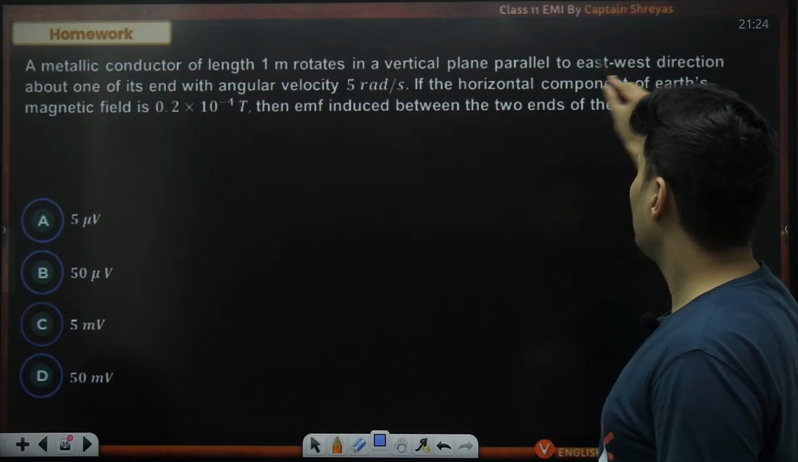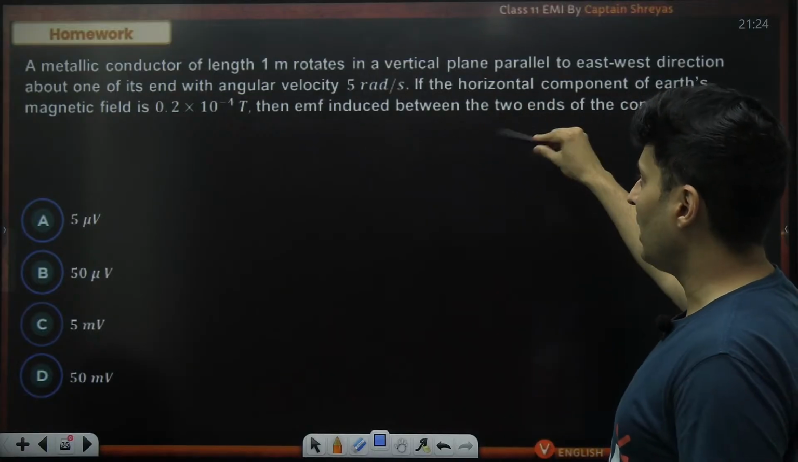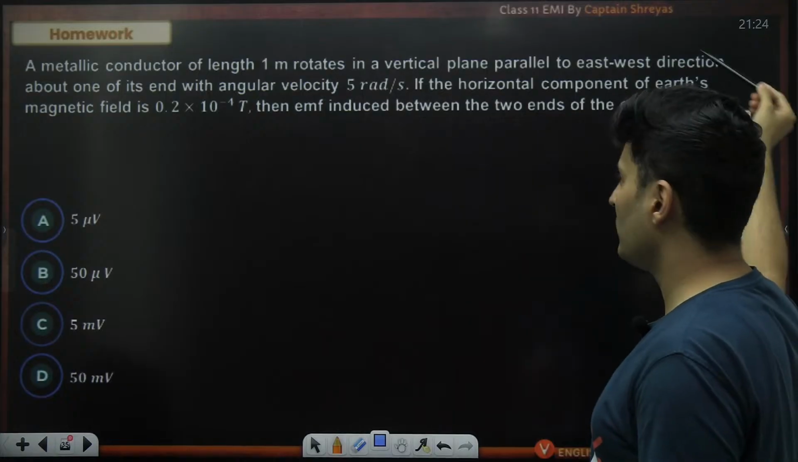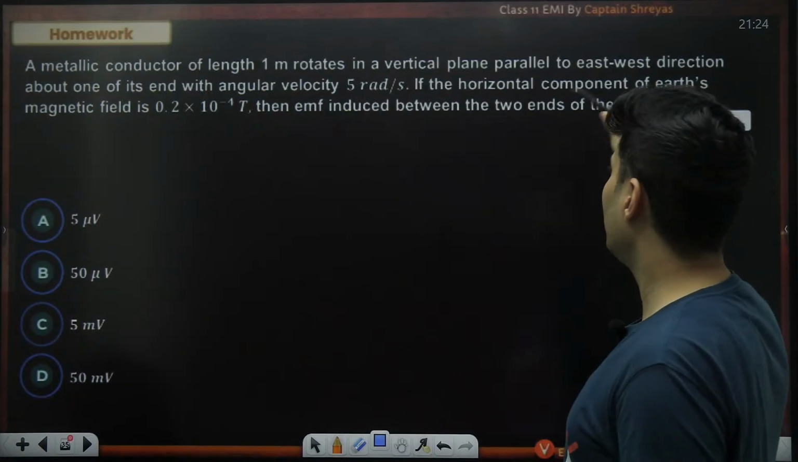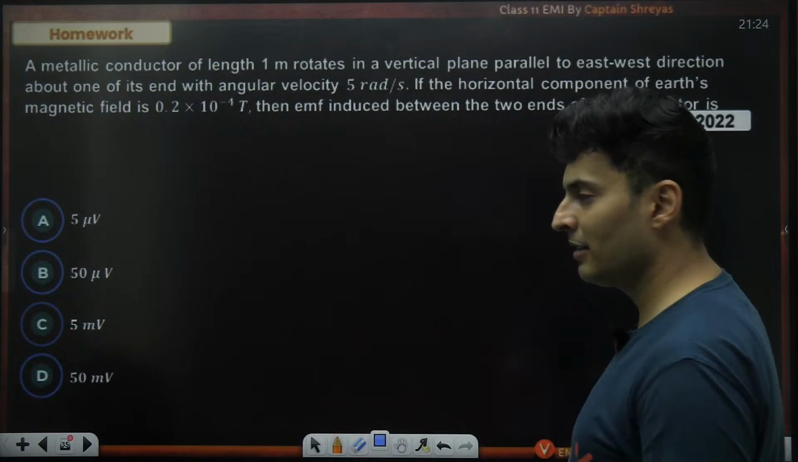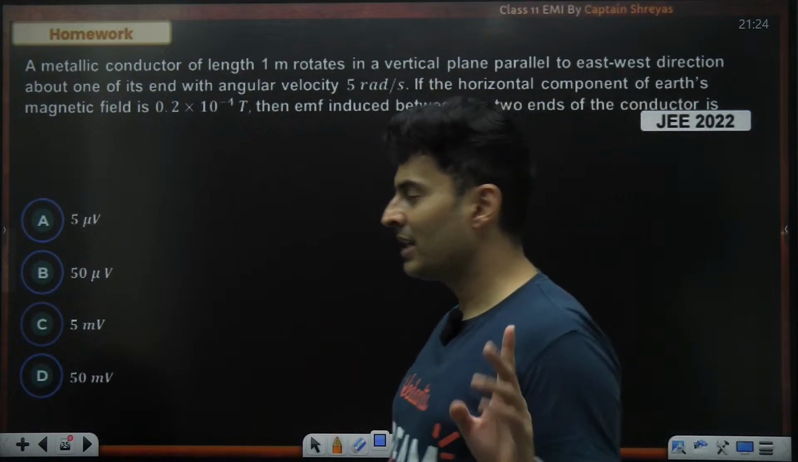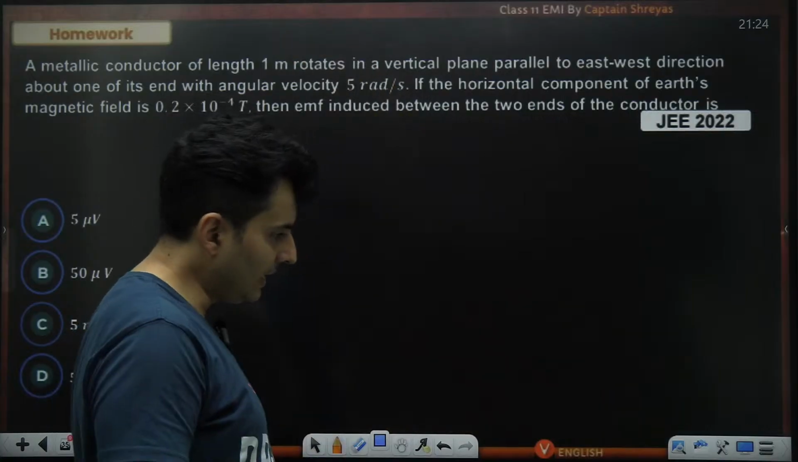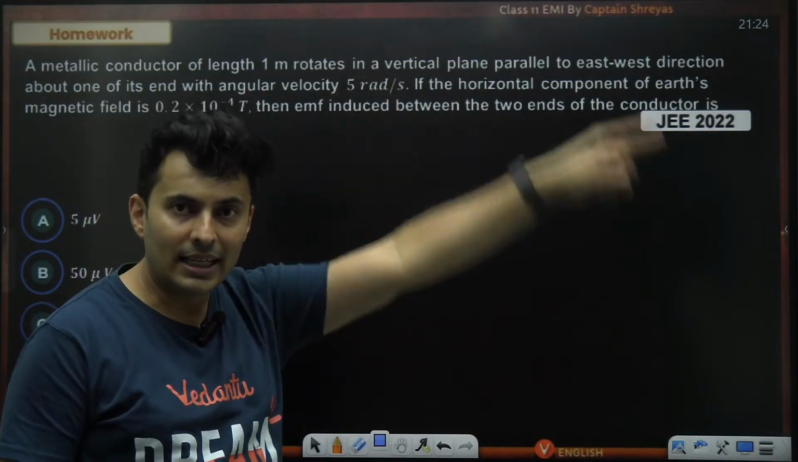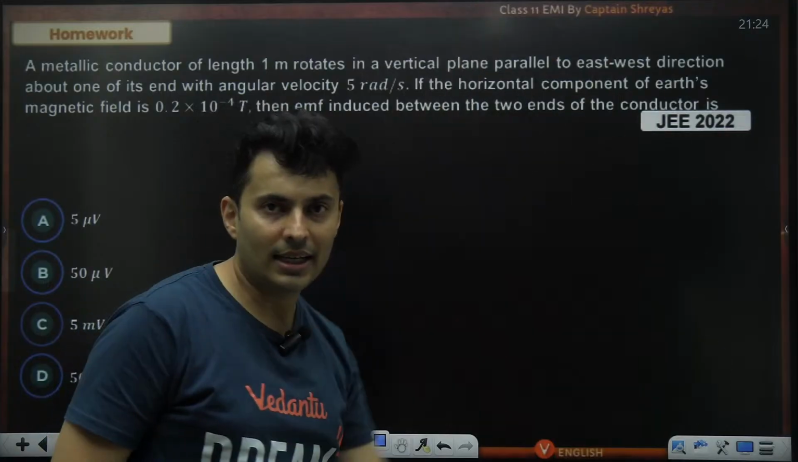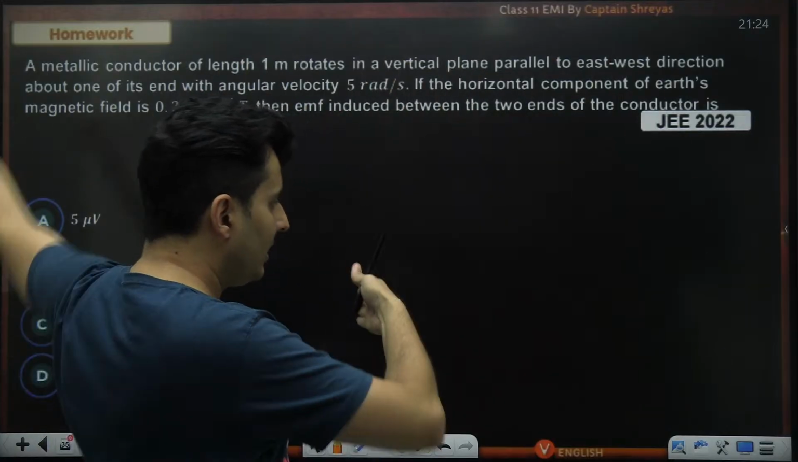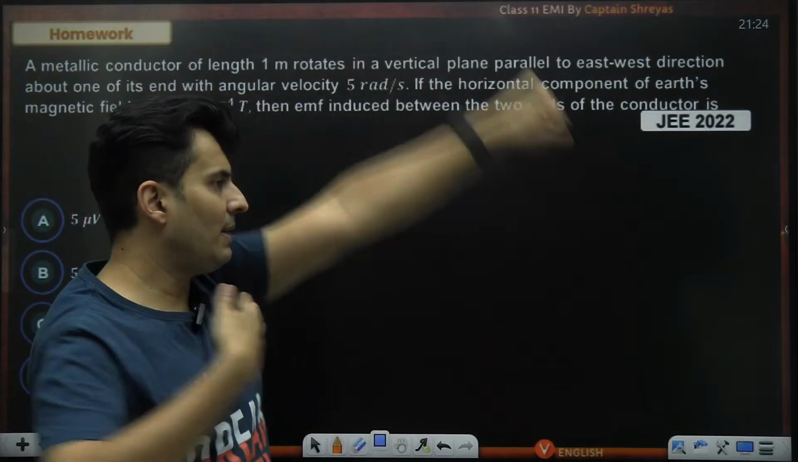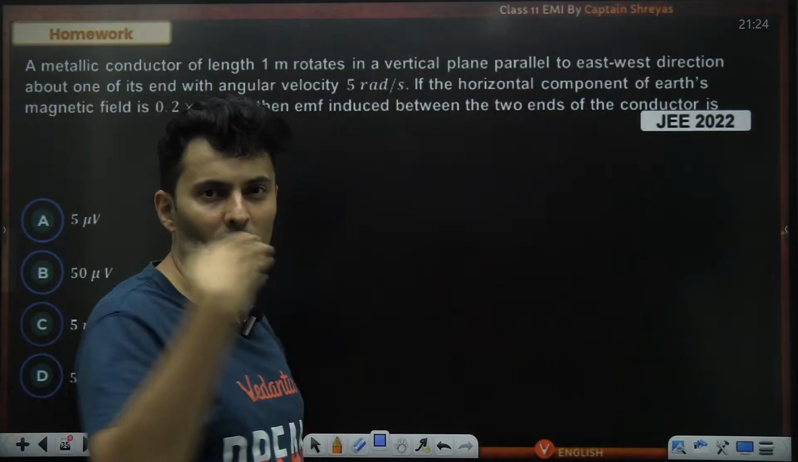A rod moving with some angular velocity, horizontal field is this much, the induced EMF in the ends of the conductor. It's the same kind of thing. It's just that the rod is rotating in a vertical plane. So instead of rotating like this, it is rotating like this. And the magnetic field is here. So again, the magnetic field is perpendicular to the plane of rotation only.